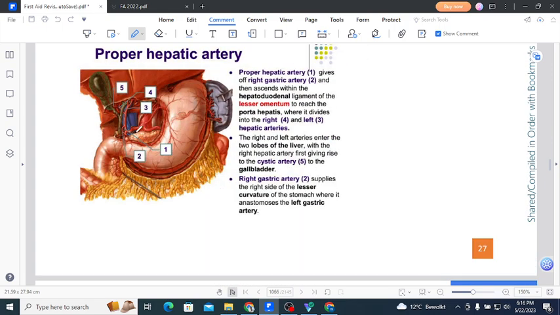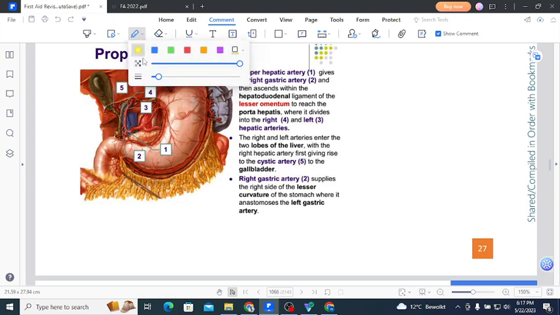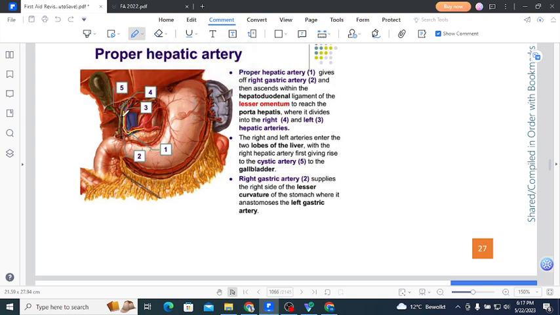Then we have the proper hepatic artery. The proper hepatic artery moves upwards. It is a branch of the common hepatic artery, but it moves upwards. The proper hepatic artery gives off the right gastric artery. I'm not highlighting everything because we have read that before. So it gives rise to the right gastric artery and then ascends within the hepatoduodenal ligament.